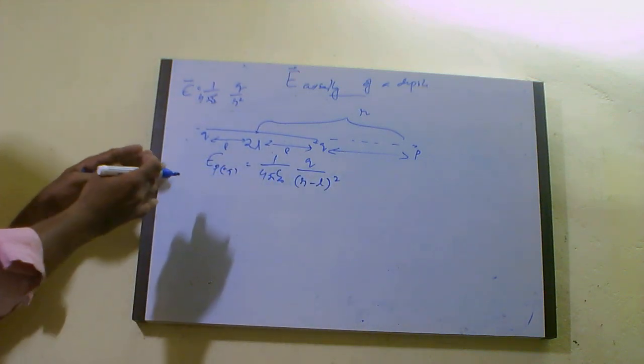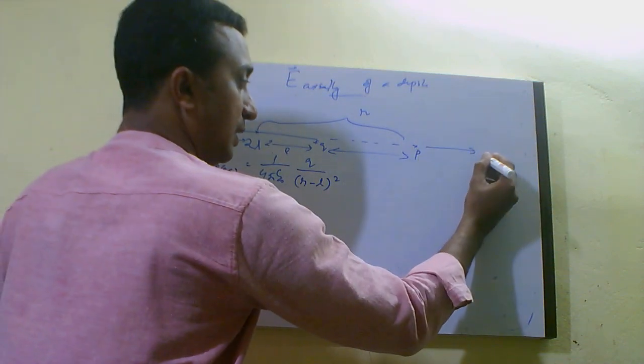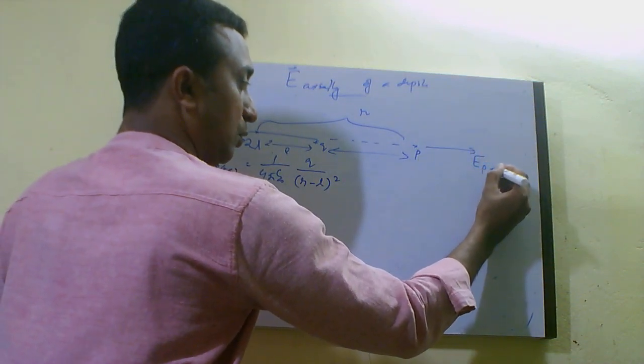What is the direction of that electric field intensity? Away from the positive charge. So it will be like this, E at P due to plus Q.